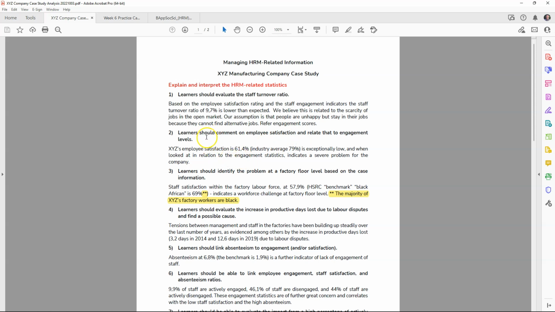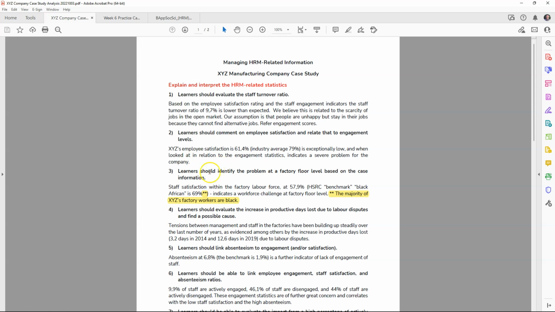And then also comment on the employee satisfaction and relate that to engagement. I think you've mostly done that in the forum discussion. So the overall employee satisfaction is 61.4, whereas the industry average is 79. Most of you pointed that out. It's exceptionally low, and when looked at in relation to the engagement statistics, indicates a severe problem for the company. So from an HR point of view, HR as a strategic partner, this is a severe problem.